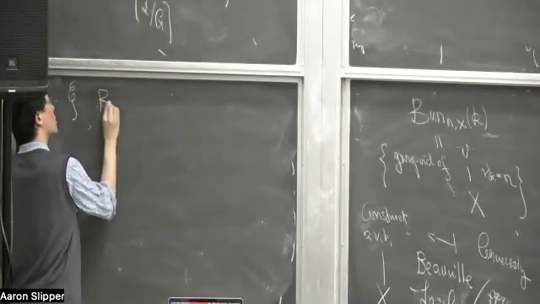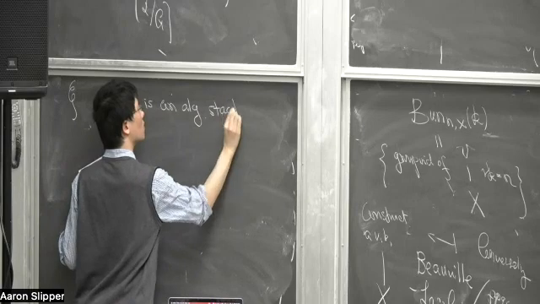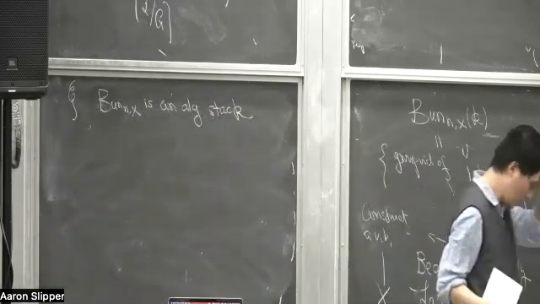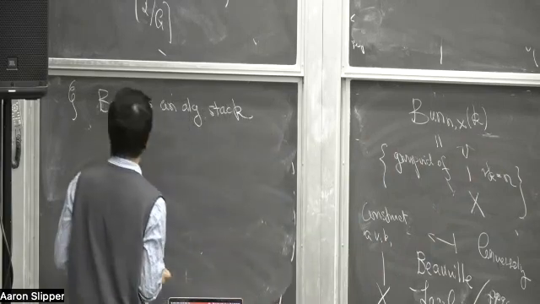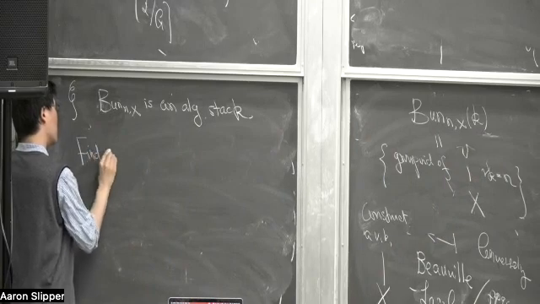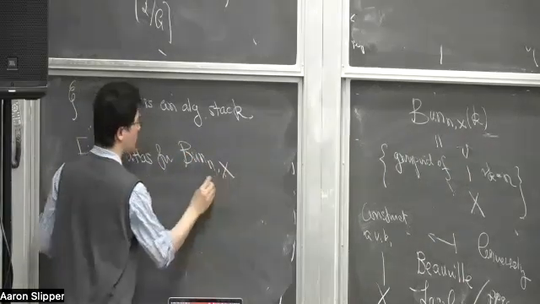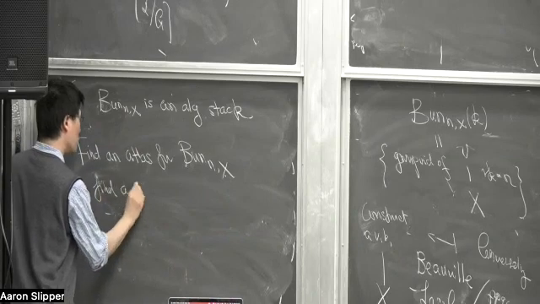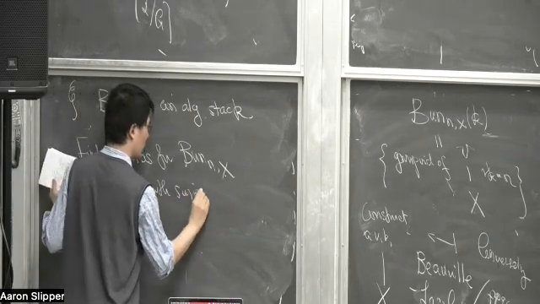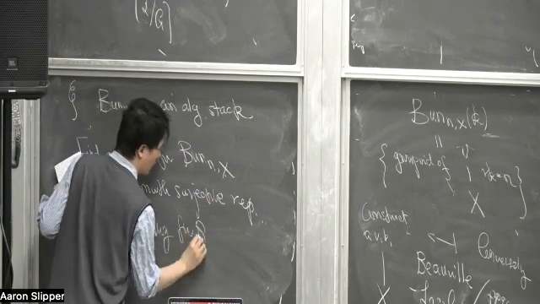Finally, let's try to sketch a proof for the algebraicity. So let's just try to prove that Bun_n of X is algebraic. Indeed, for general G, it can be reduced to the situation of vector bundles. So let's try to find an atlas for Bun_n of X. In particular, we need to find a smooth surjective representable covering for Bun_n of X.